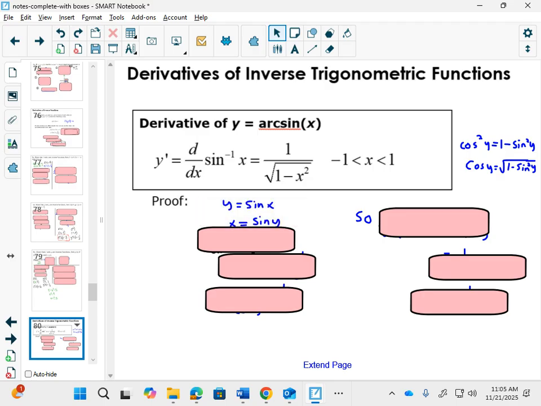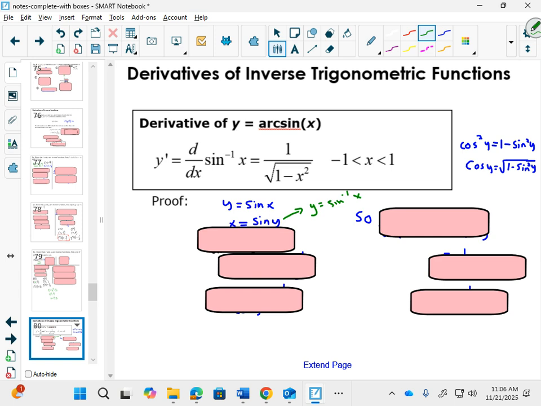Well, if you started with your regular sine x graph and you switched x and y, this is technically sine inverse of x, right? Because sine inverse is the inverse of y equals sine x. How do you find an inverse? You switch x and y. And if you just decided not to simplify, then you would just keep it as x equals sine y.